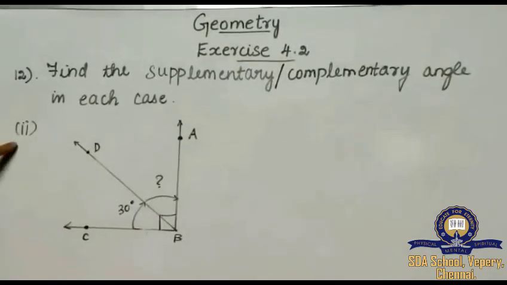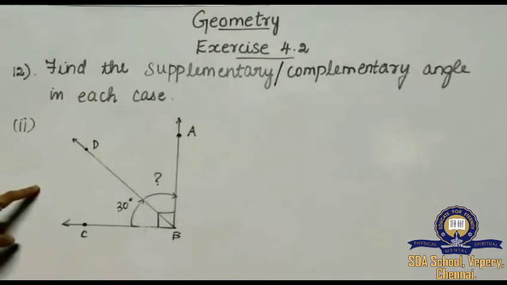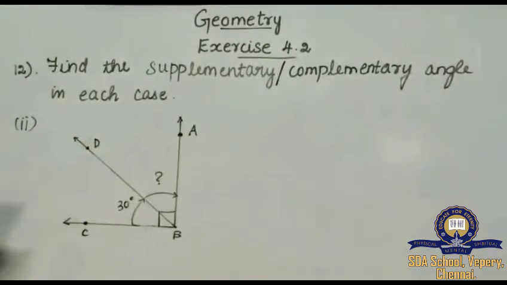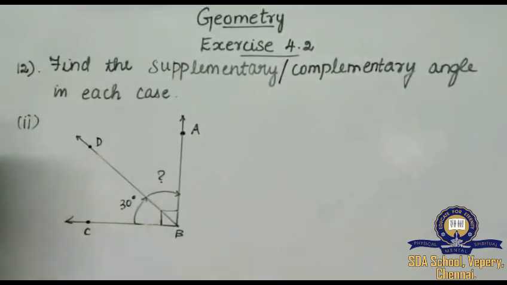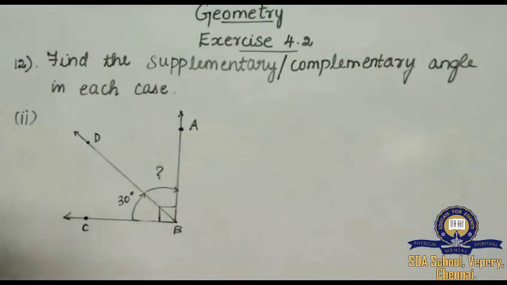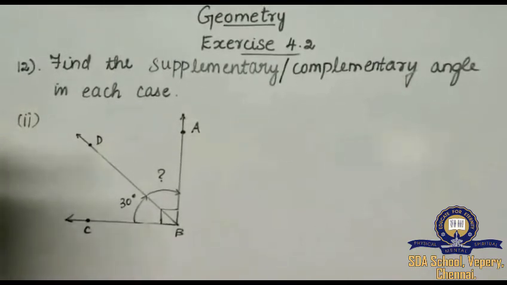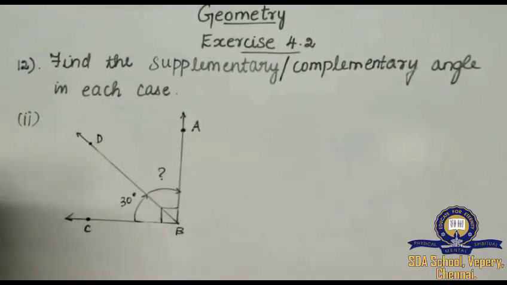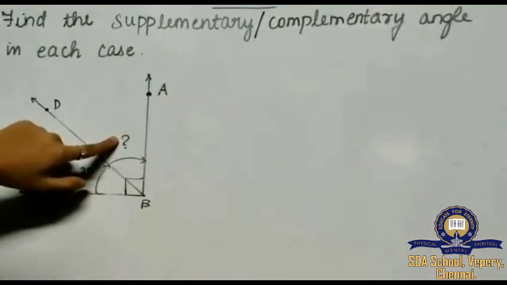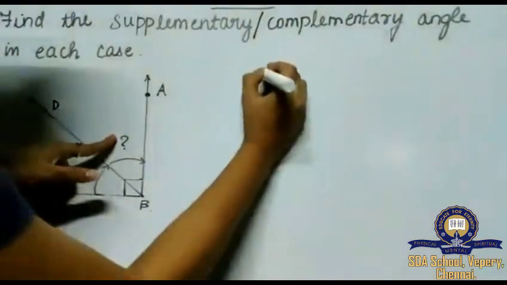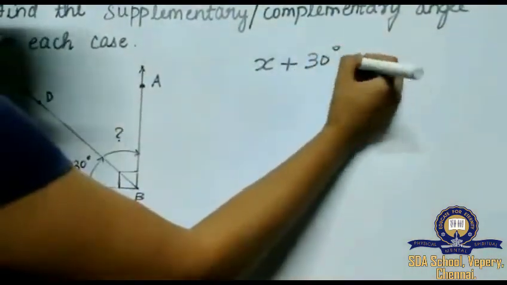Now we'll move on to the second subdivision in the 12th sum. From this figure, you are supposed to find out the other angle. It is very clear that it is a right angle triangle, right? So it is obviously a complementary angle. When two angles sum up to 90 degrees, it is said to be a complementary angle. I'm going to represent this unknown value as x. So x plus 30 degrees is equal to 90 degrees.